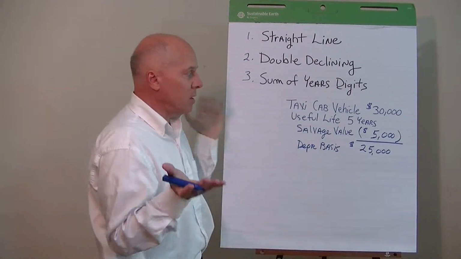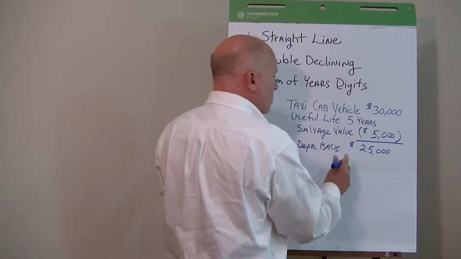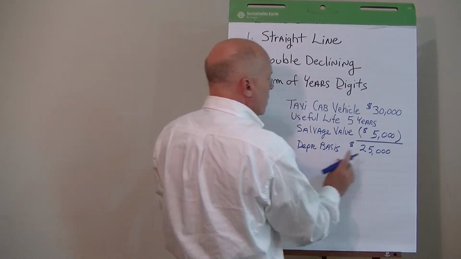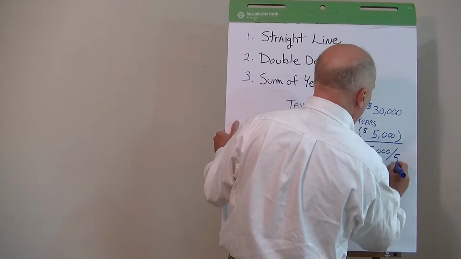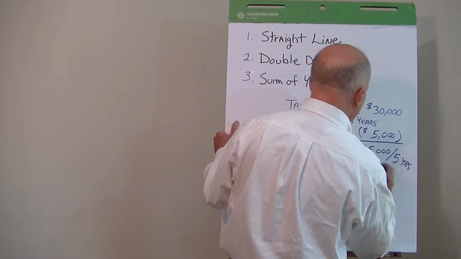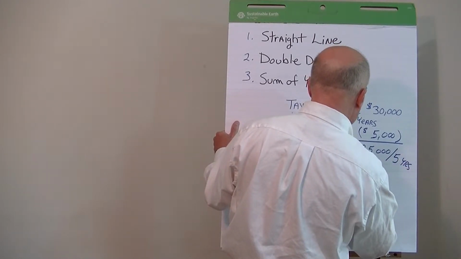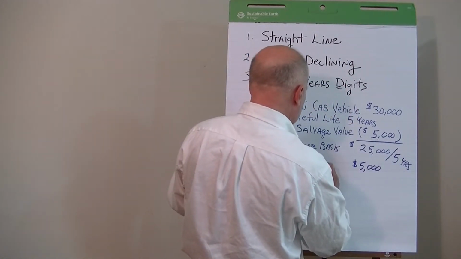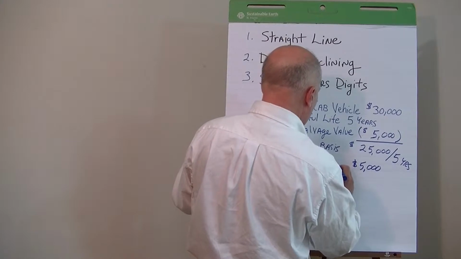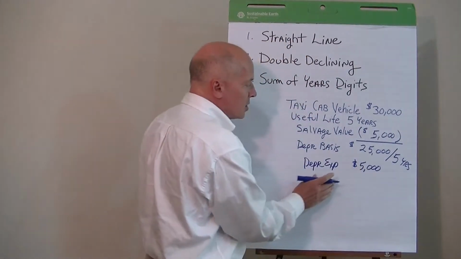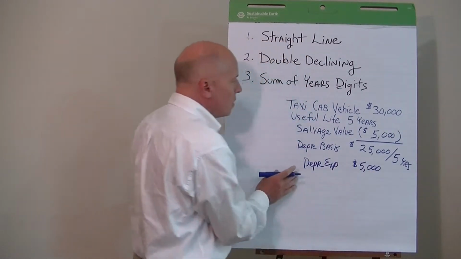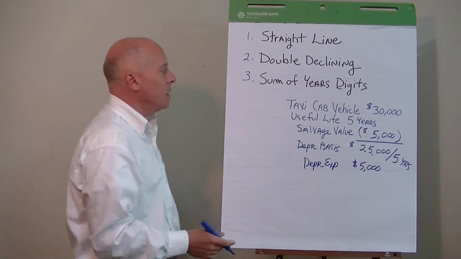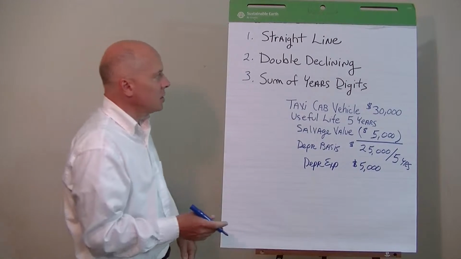So the straight line method is pretty straightforward. It just means we're going to have equal amounts. If you have $25,000 and you divide by 5 years, then you have $5,000 of depreciation expense each year. So we will debit depreciation expense and credit accumulated depreciation $5,000 every year to write off the taxi cab as a physical asset.